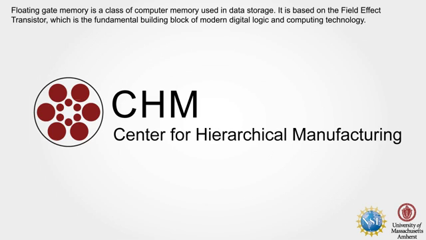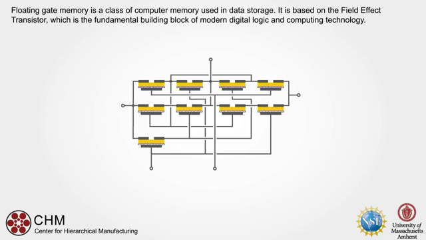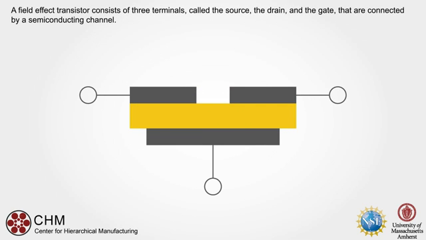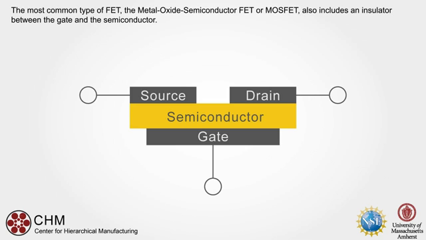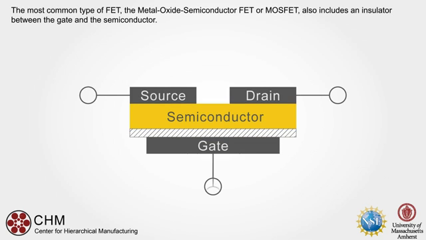Floating gate memory is a class of computer memory used in data storage. It is based on the field effect transistor, which is the fundamental building block of modern digital logic and computing technology. A field effect transistor consists of three terminals, called the source, the drain, and the gate, that are connected by a semiconducting channel. The most common type of FET, the metal oxide semiconductor FET or MOSFET, also includes an insulator between the gate and the semiconductor.